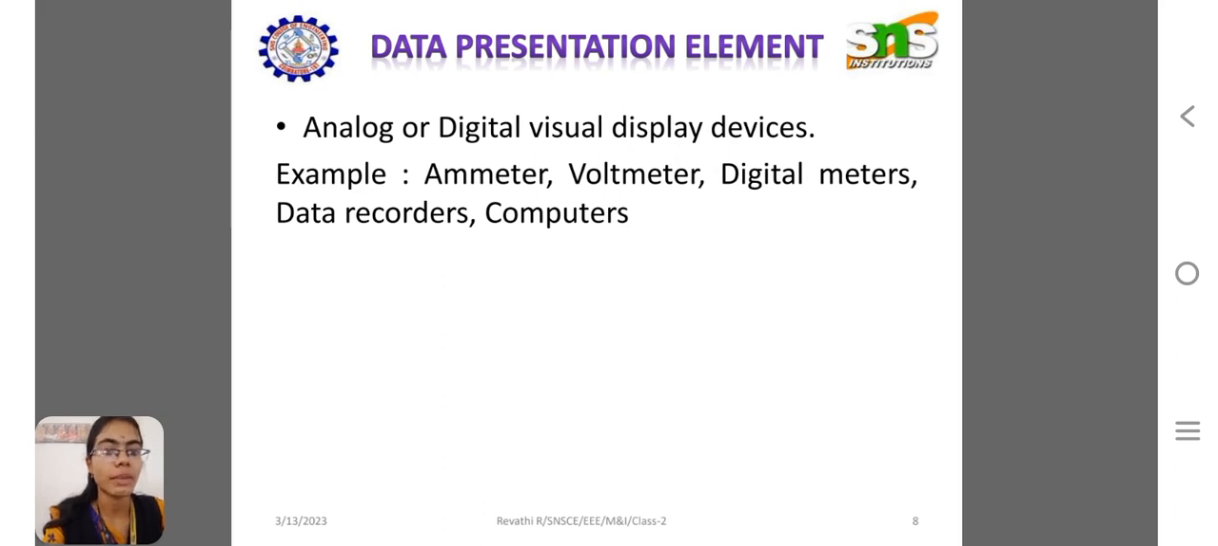Data presentation element. Analog or digital visual display devices, for example ammeter, voltmeter, digital meters, data recorders, and computers. These are the analog or digital display devices which represent the data presentation elements.